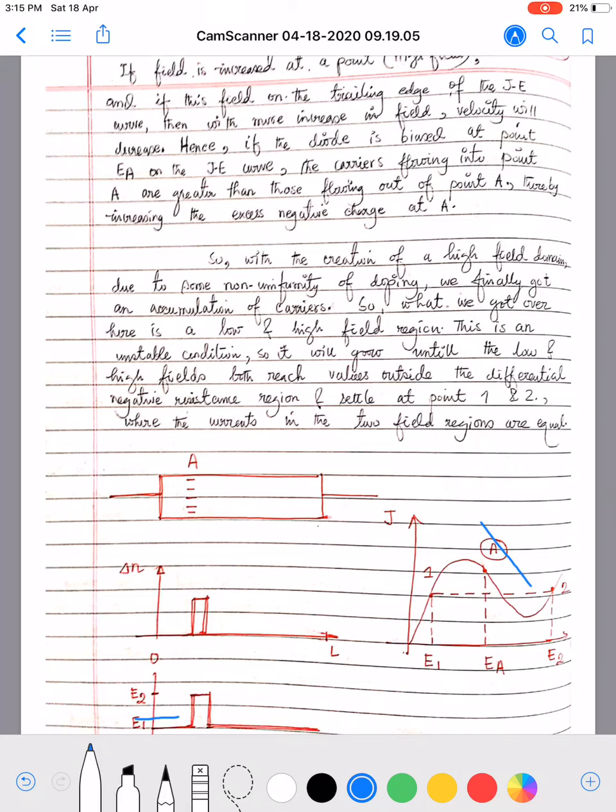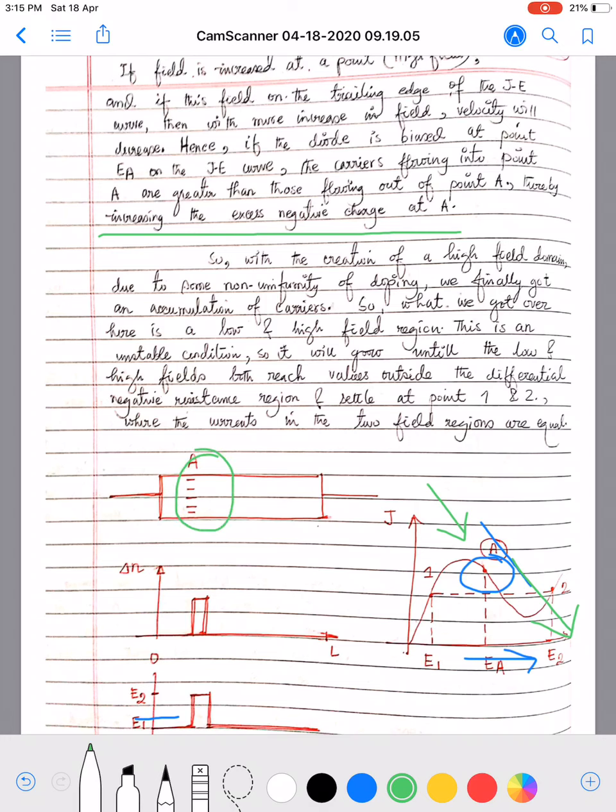then with more increase in the field, velocity will decrease. Hence, if the diode is biased at point EA on the J-E curve, the carriers flowing into point A will be higher than going outside of A. So thereby the excess negative charge at A increases. So there will be an accumulation of negative charge at A.